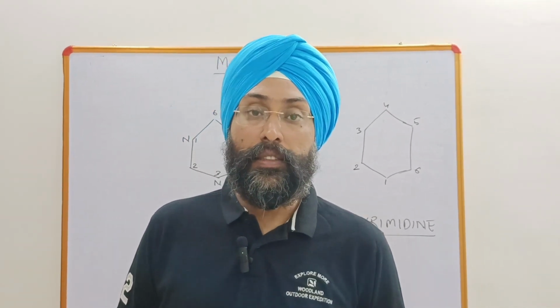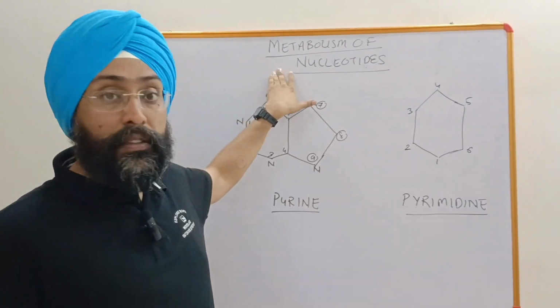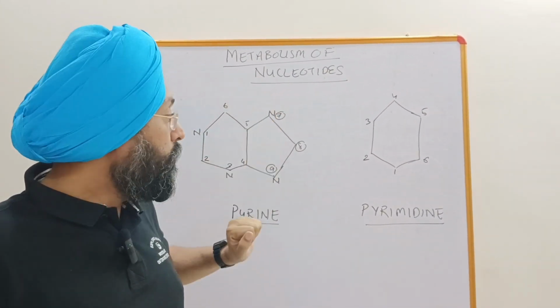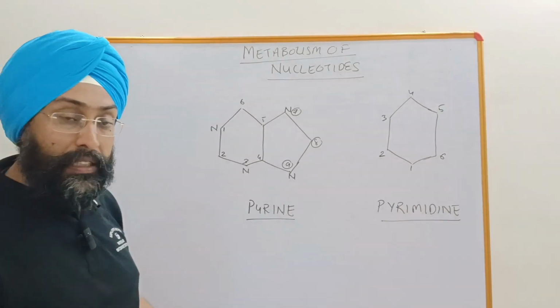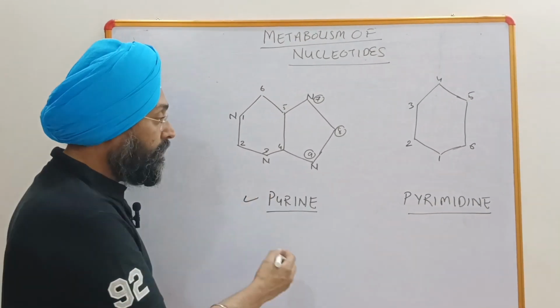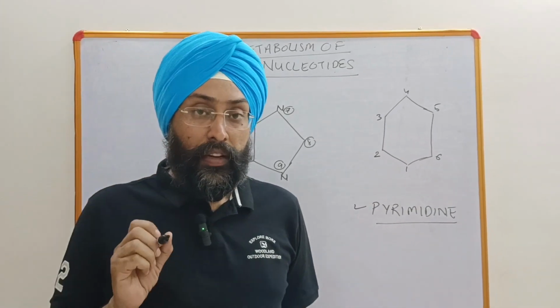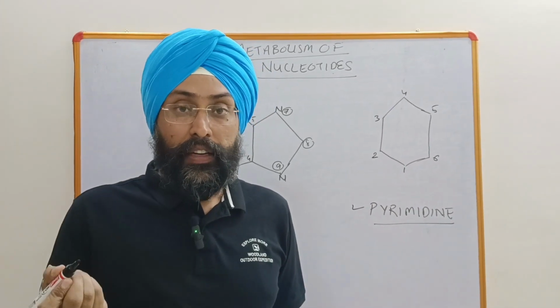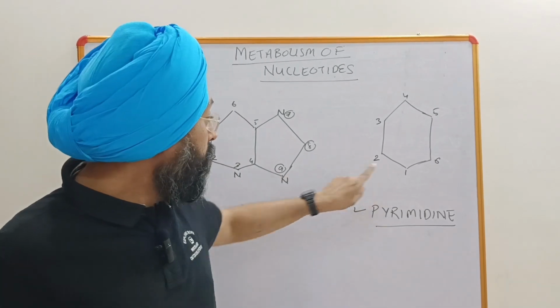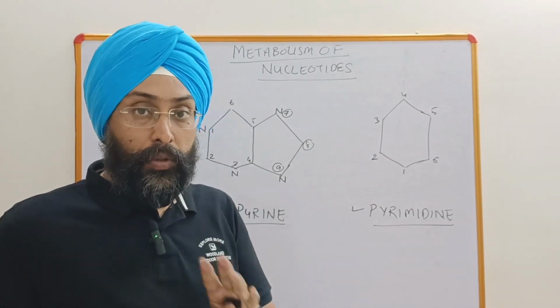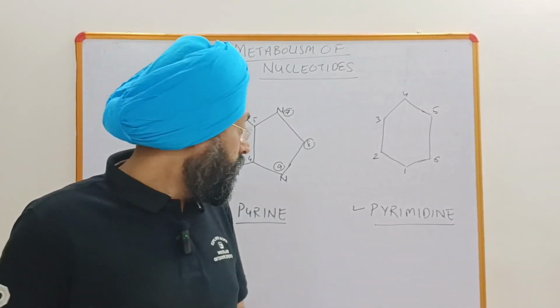In today's class, we will discuss metabolism of nucleotide, right? So, first of all, there are two basic molecules. First is purine, and second is pyrimidine. Okay. First of all, the students find it very difficult to tell which is the purine molecule and which is the pyrimidine molecule, right? So, you can remember it by a mnemonic.